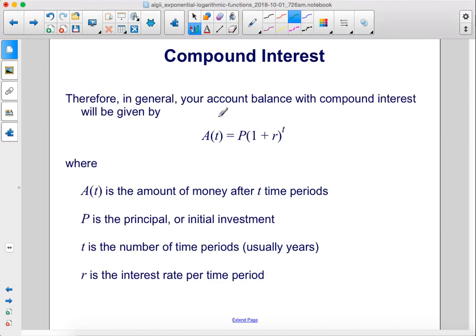Therefore, in general, your account balance with compound interest will be given by A of t equals P times (1 plus R) to the t power, where A of t is the amount of money after t time periods, P is the principal or initial investment, t is the number of time periods, usually years, and R is the interest rate per time period.